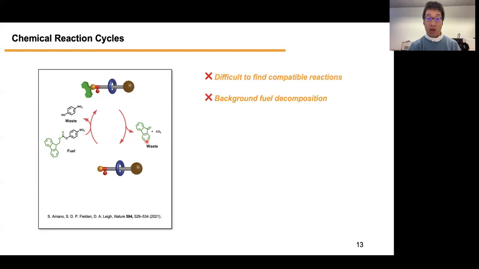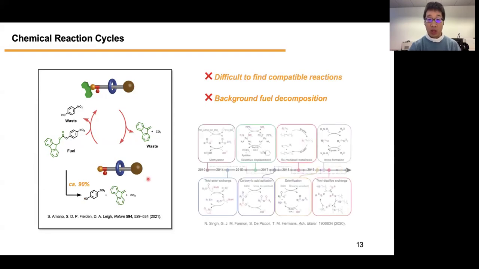And also, even if you can find a good combination, there are often problems such as background fuel decomposition. For example, in the case of this molecular pump, as much as 90% of the fuel gets decomposed without even reacting with the pump. So it's a very inefficient system. Various reaction cycles have been developed, but many of them suffer from these problems.